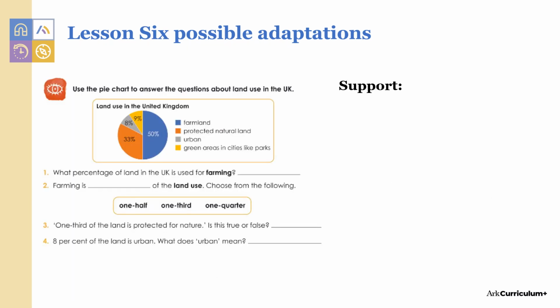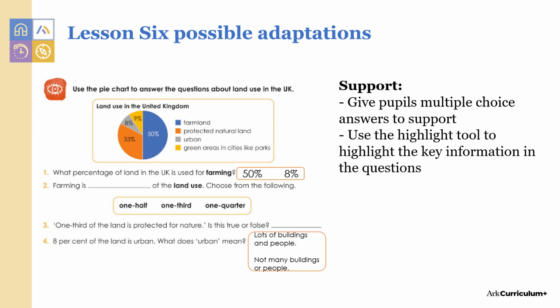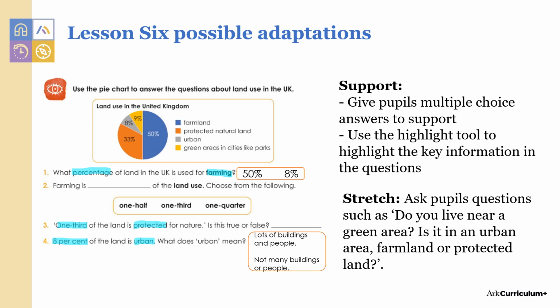For this activity, pupils need to use the pie chart to answer questions about land use in the UK. Support pupils by giving them multiple choice answers. Use the highlight tool to highlight key information in the questions. And stretch pupils by asking questions such as, do you live near a green area? Is it an urban area, farmland or protected land?